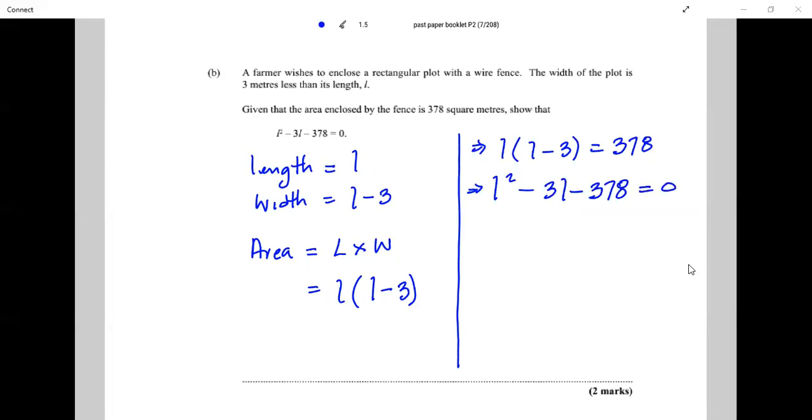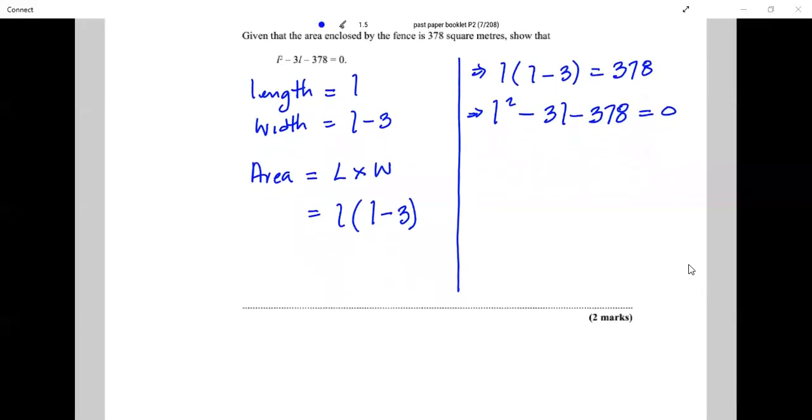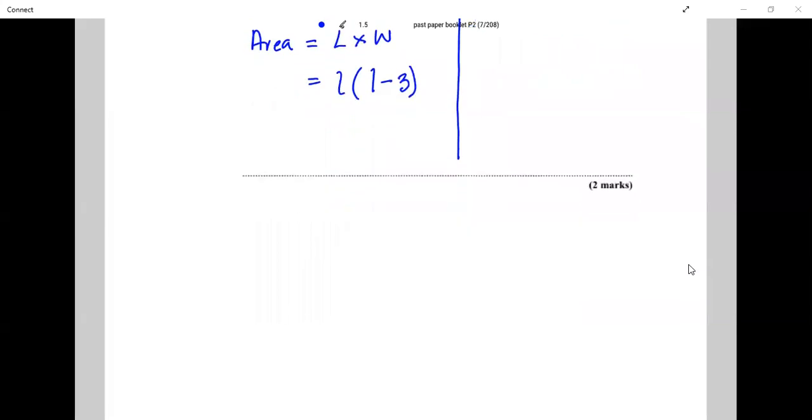All right, so we're not asked to solve it. We're asked to just show that L squared minus 3L minus 378 is equal to 0, which we just did. All right, I don't think there's anything else on this page. So let's go to the next page.